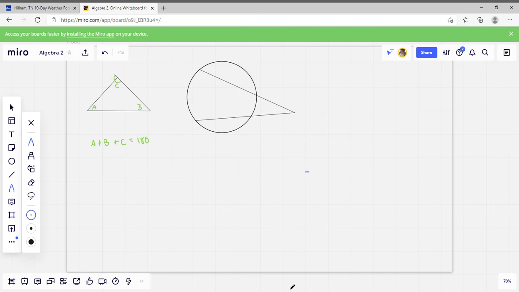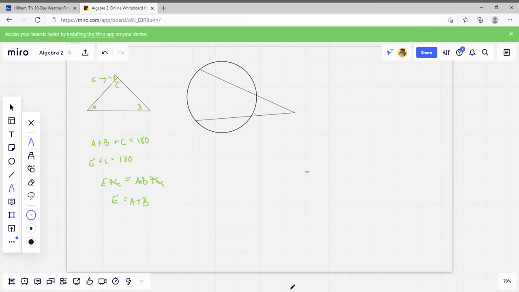C plus, let's call this one E for our exterior angle. So this angle right here, those two together would also have to equal 180. So E plus C equals 180. So if we put those equal to each other, E plus C equals A plus B plus C. See how they would equal each other because they both have to equal 180. Then we can get rid of these plus C's, and we see that E equals A plus B.